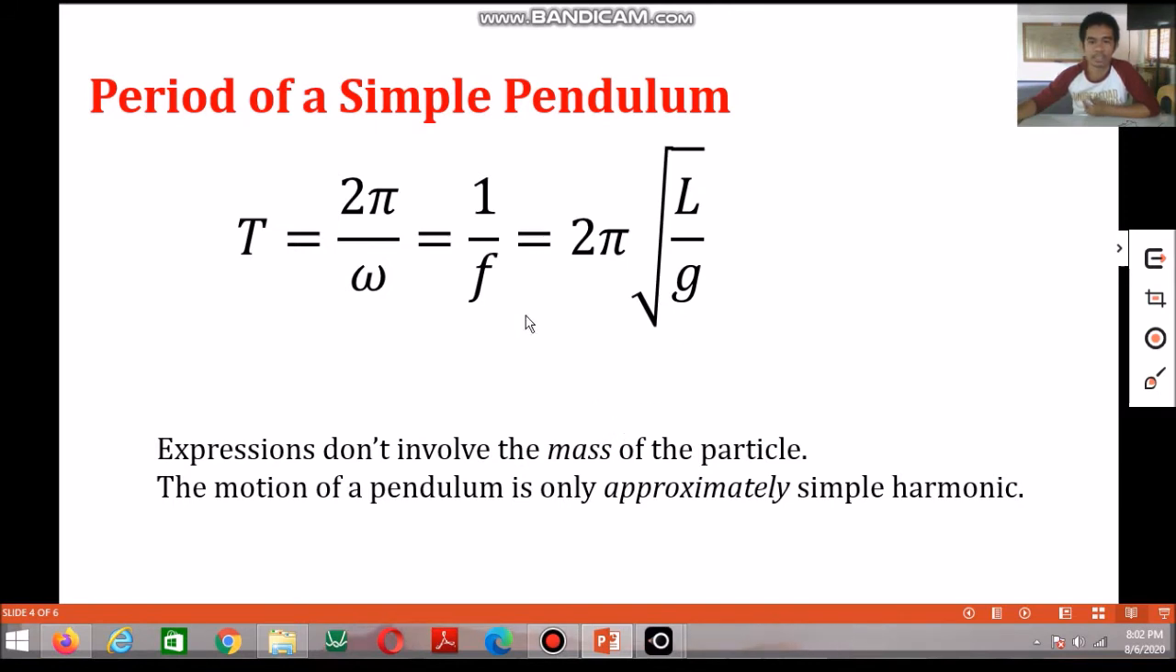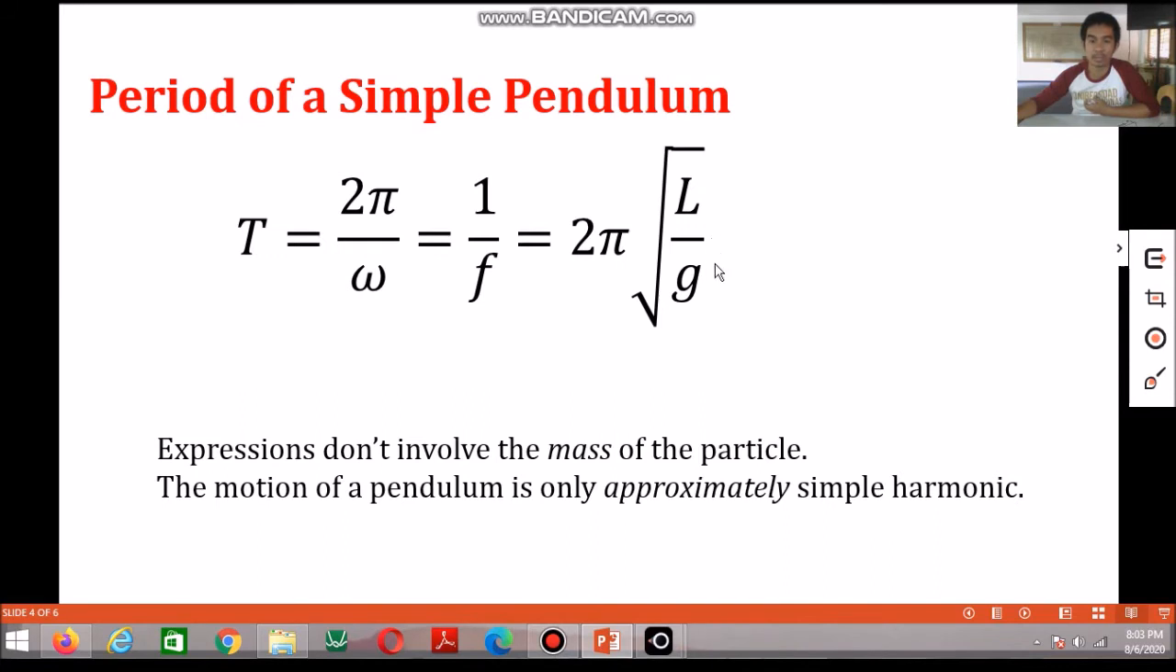So as you can see again, the expression T equals 2 pi times the square root of L over g, where T is the period of the simple pendulum. As you can see in the expression, it does not involve the mass of the particle. So it means the period of the pendulum does not depend on the mass, but rather it depends on the length of the string.